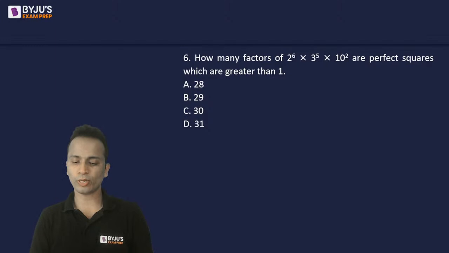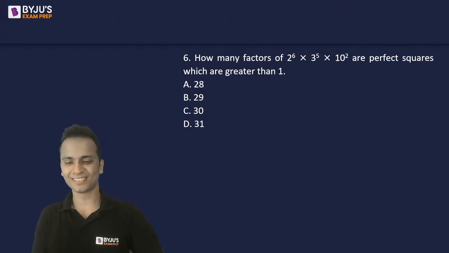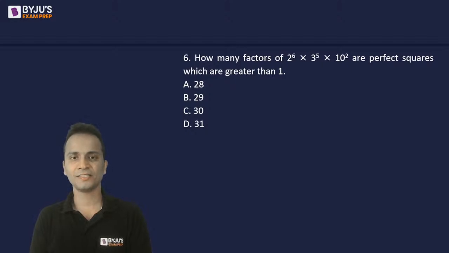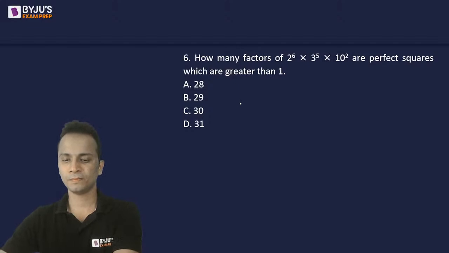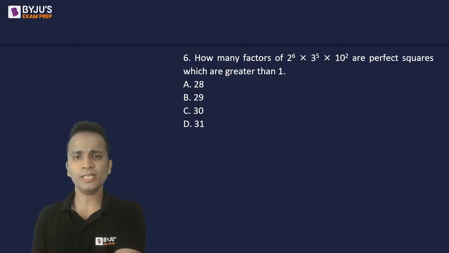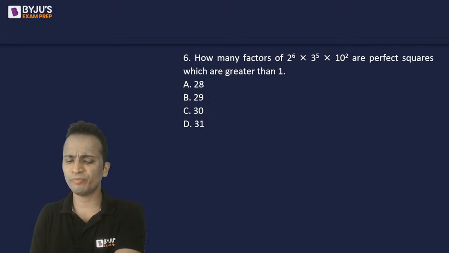Let's move on to the next question, question number 6, from number systems. How many factors of 2 raised to the power 6 multiplied by 3 raised to the power 5 multiplied by 10 raised to the power 2 are perfect squares which are greater than 1? Simple question. Jaldi, you should not be taking more than 30 seconds to give me the answer for this question.